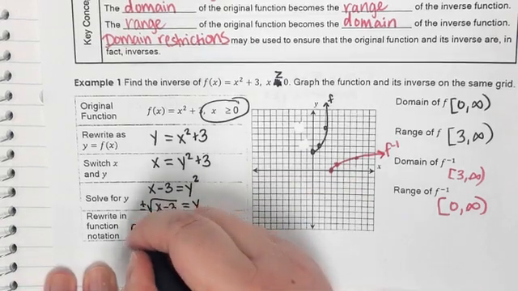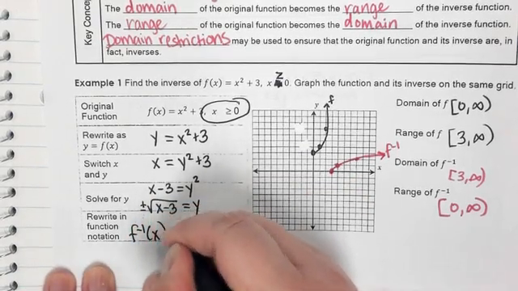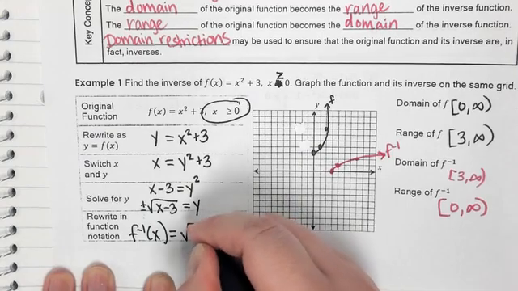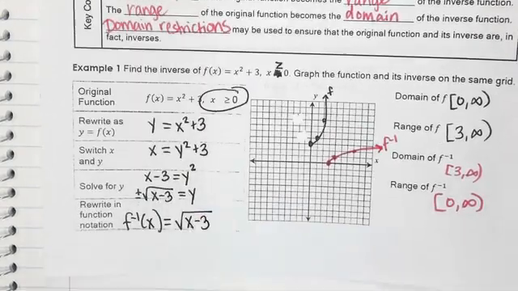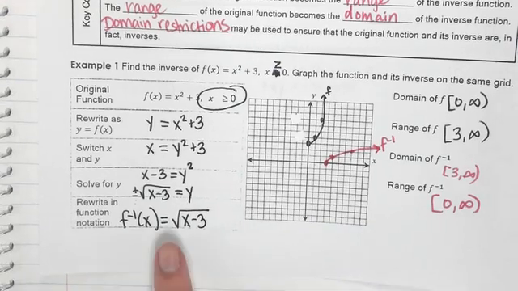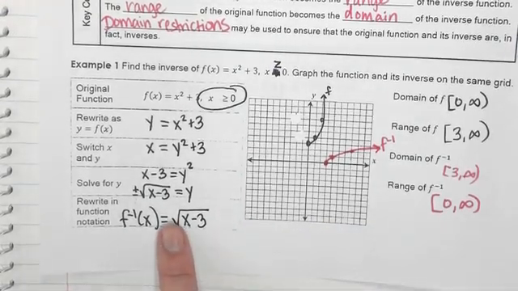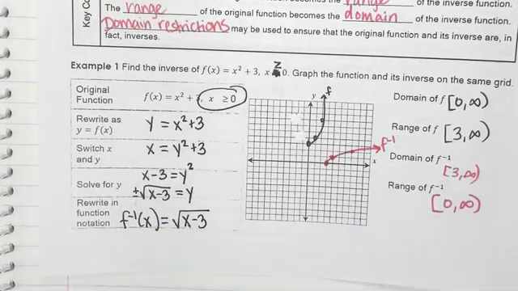So in function notation, I put f inverse x equals positive square root of x minus 3. In fact, I don't even need to write positive square root because if I don't write anything, by default that means positive square root.